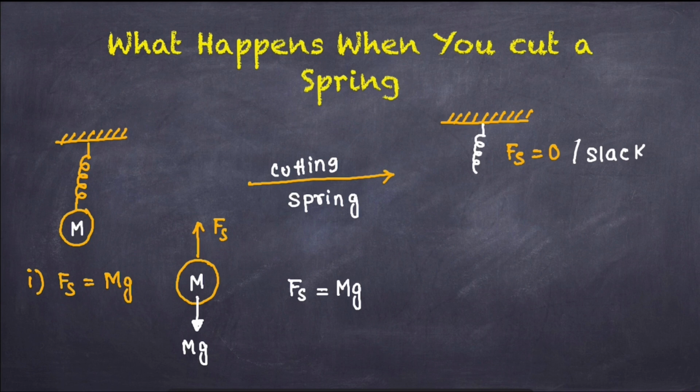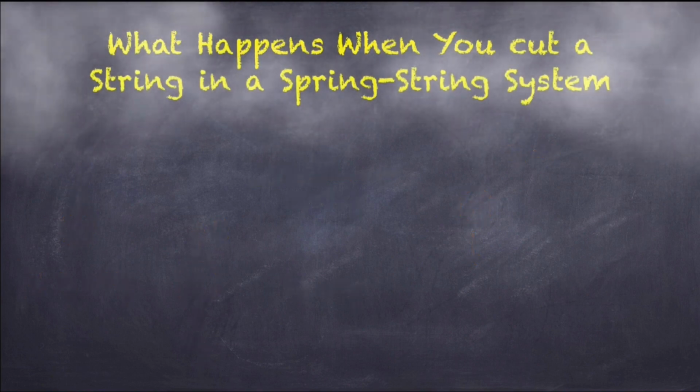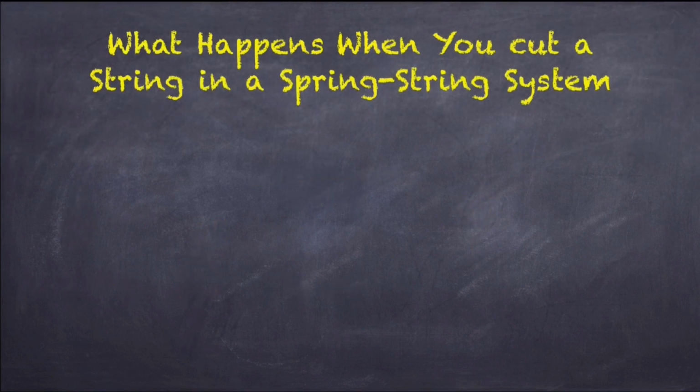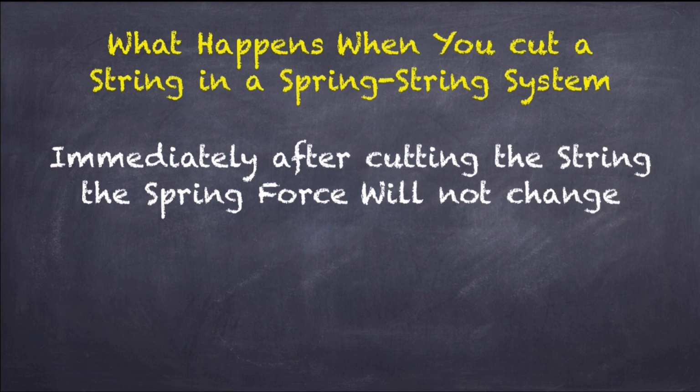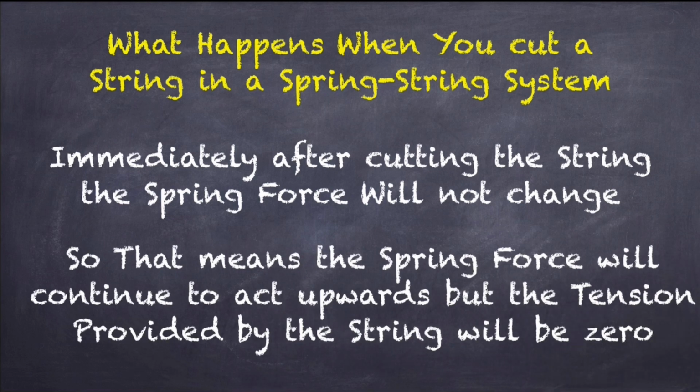Okay, and the ball of mass m continues to fall downward. So what happens when you cut a string in a spring string system? Immediately after cutting the string, the spring force will not change. That means the spring force will continue to act, but the tension provided by the string will become zero.